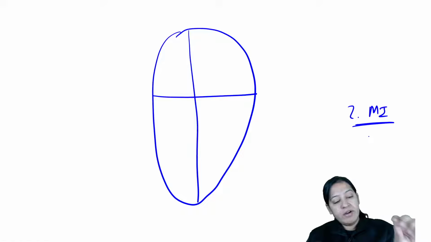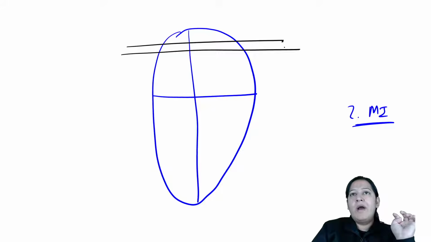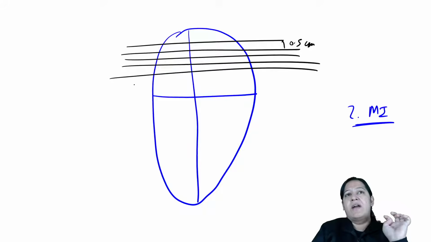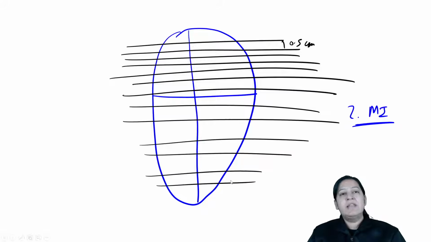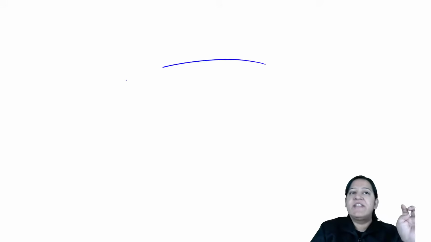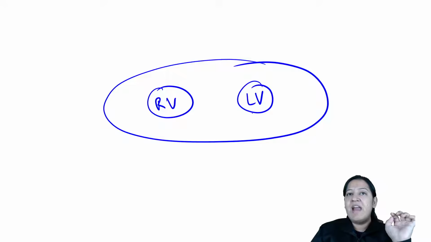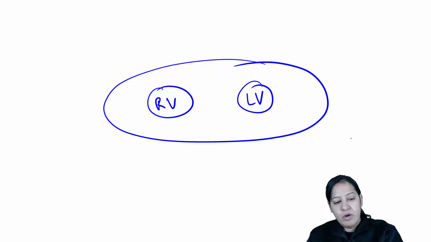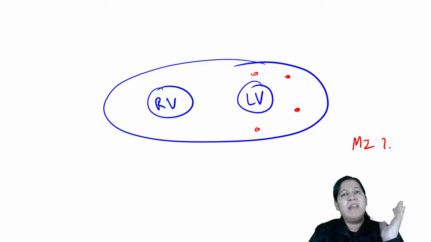So what I will do, I will cut the entire heart in slices, 0.5 centimeter thickness slices. I will cut the entire heart in multiple slices. Then after that, I will take each and every slice. This is right ventricle. This is left ventricle. In the walls of the left ventricle, I will look for MI, I will look for the infarcted area. Where is MI? It can be here, it can be here, anywhere it can be present.